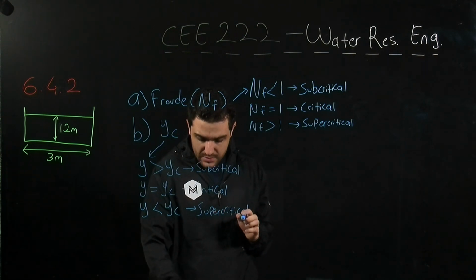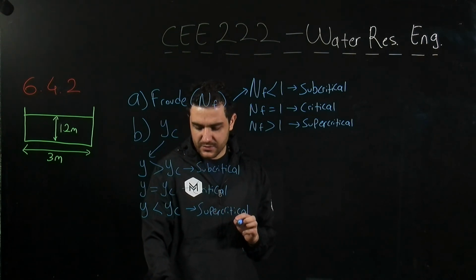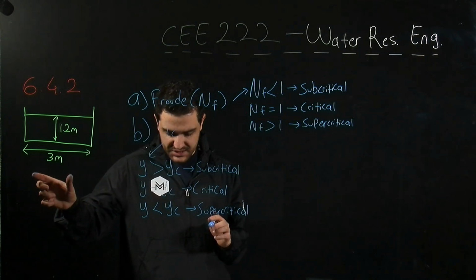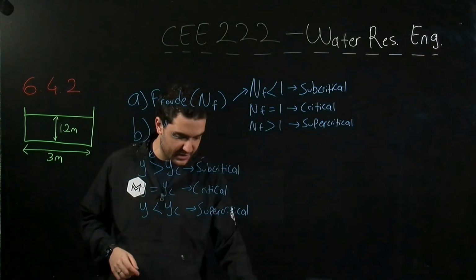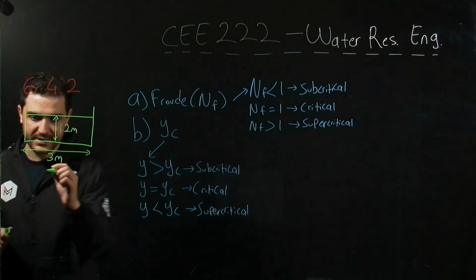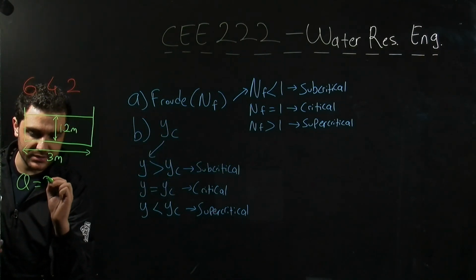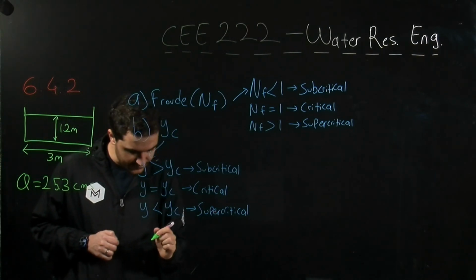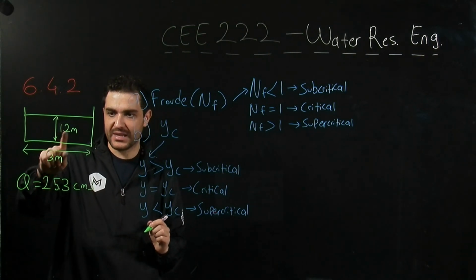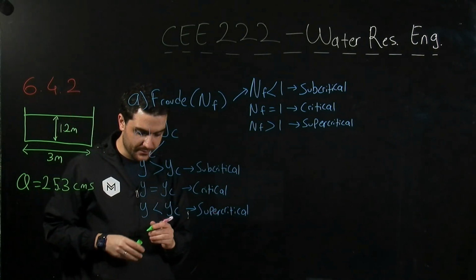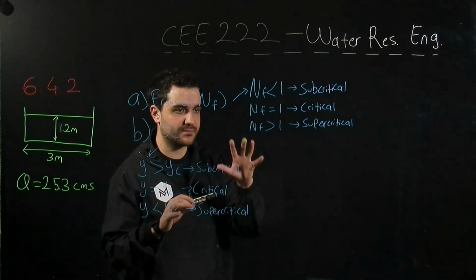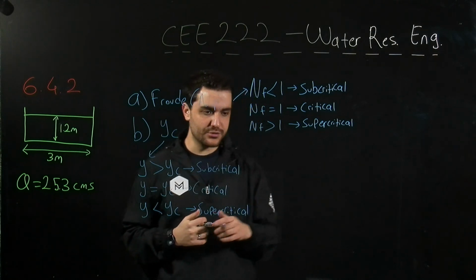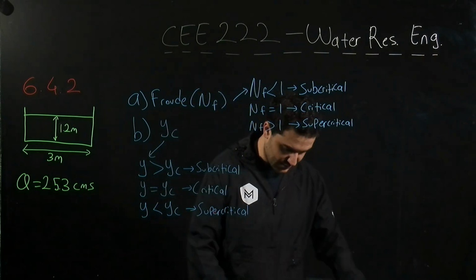So the question asks us to find the values in example 6.1, which are here, and we actually have flow rate as 25.3 cubic meters per second, and we have a normal depth as 1.2 meters. So we need to find the classification of the flow using both of these approaches. So let me get started with the first one.